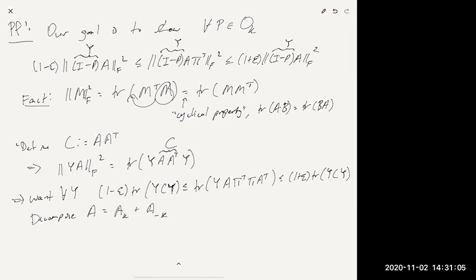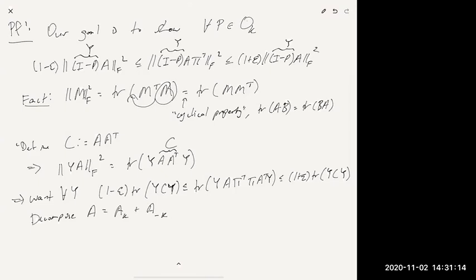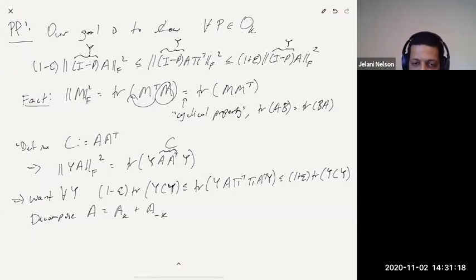Should there be an extra Y at the end of the second trace you wrote? Yes, right there. Yep, thank you. Is that the one you're talking about? Yeah. Okay, good. Yes, I put it there. Thank you. So I'm going to decompose A as AK plus A minus K.